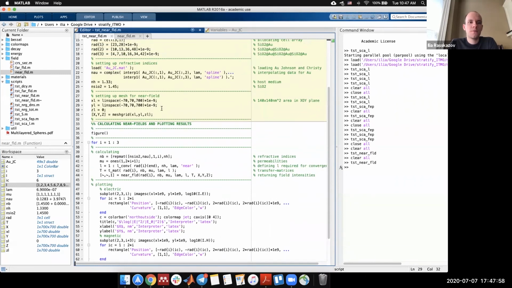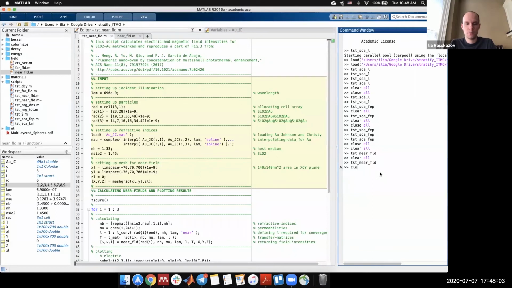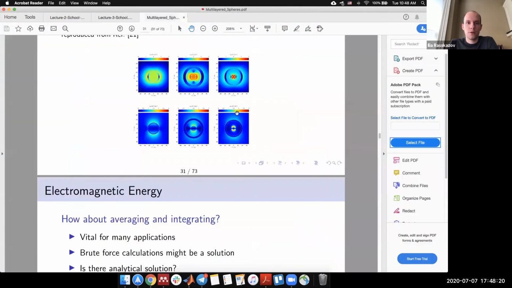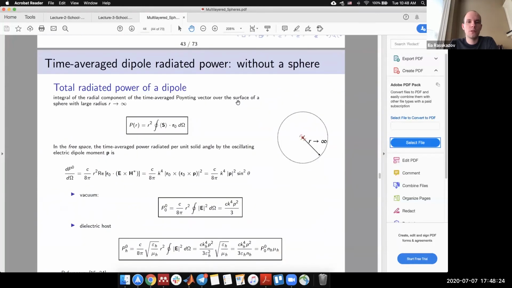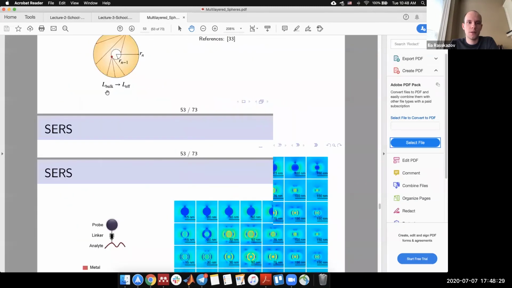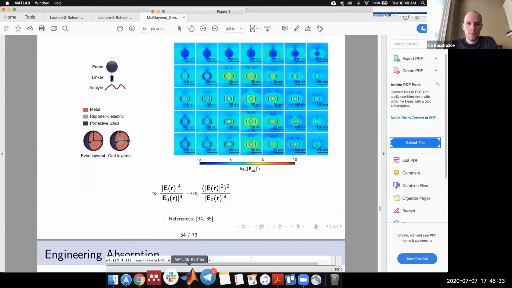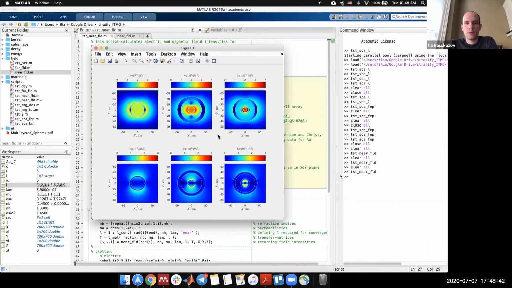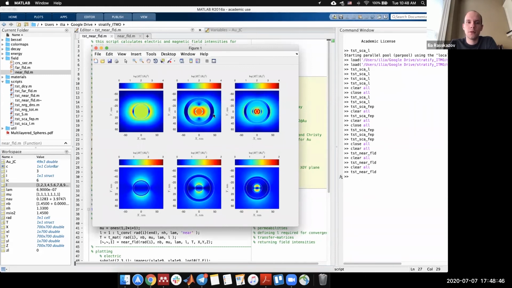Okay, so for near fields, again, near field distribution is very important for different applications. For example, surface enhanced Raman spectroscopy, where you need to have large field enhancements to get your Raman signal very large. The point here is that you can calculate these fields like this, but for some particular cases, they're not so common, but you can meet them.